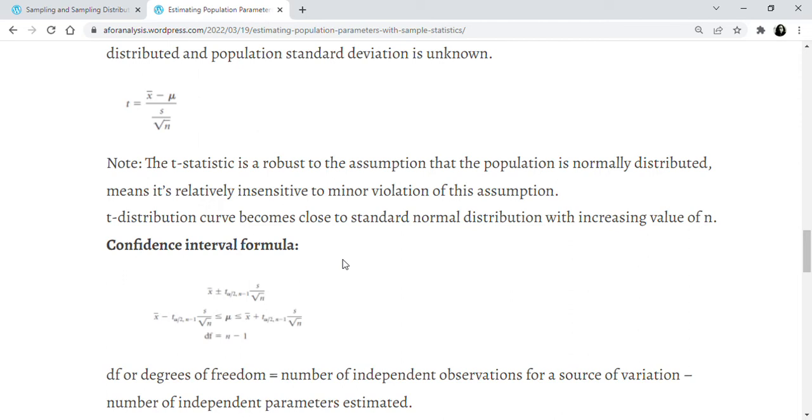And the t-distribution curve becomes close to the standard normal distribution with increasing value of n. But the t-distribution is actually a little bit flatter than the standard normal distribution. When the value of n, or the sample size, increases, the t-distribution looks more and more like the standard normal distribution curve.